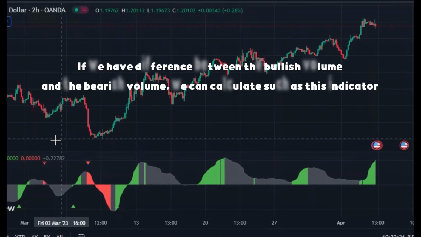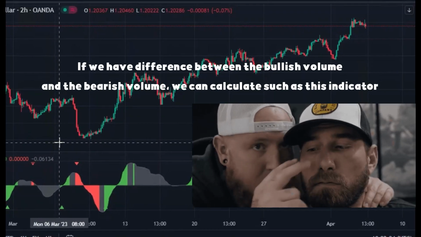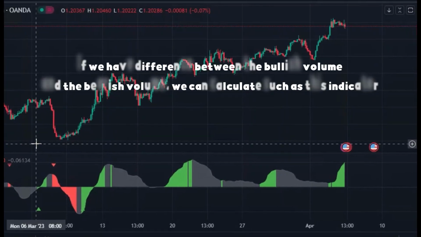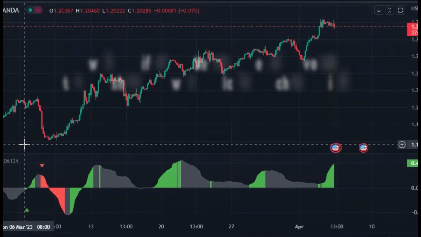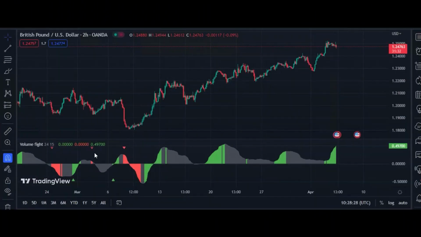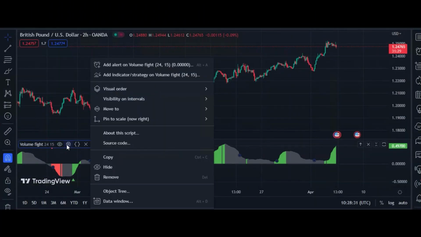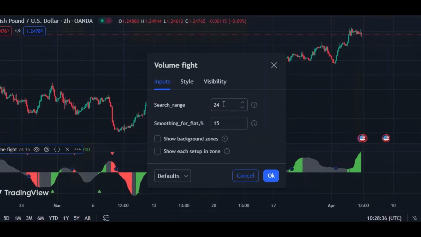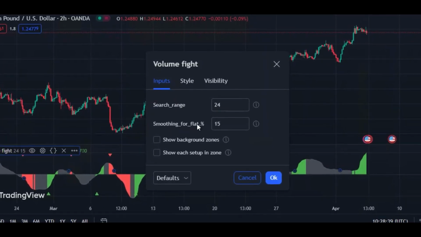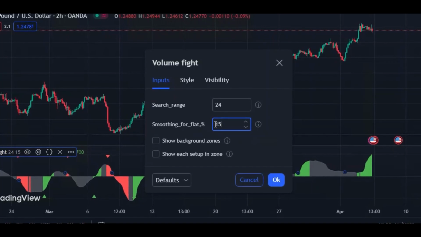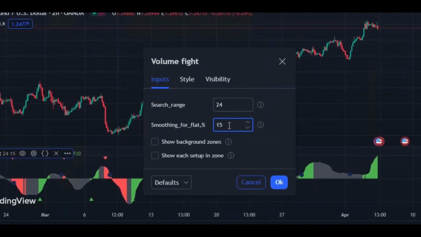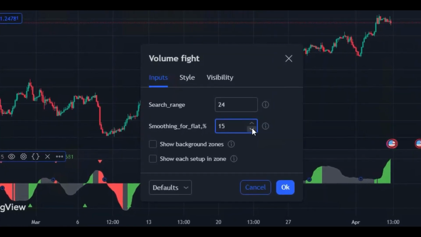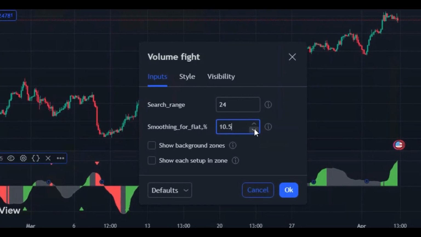If we have a difference between the bullish volume and the bearish volume, that means orders with higher prices or lower prices, we can calculate it with this indicator. Now let's check its settings. The search range shows the number of historical candles for calculation. And the smoothing for flat is an option to change the smoothing for flat areas or gray areas. If you decrease the number, the more false signals you'll get.